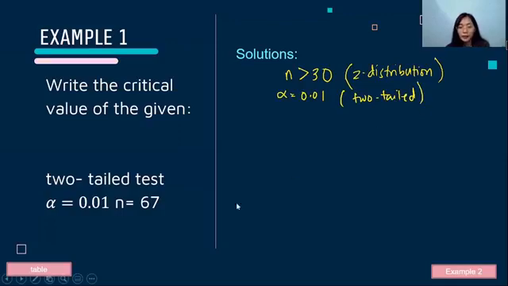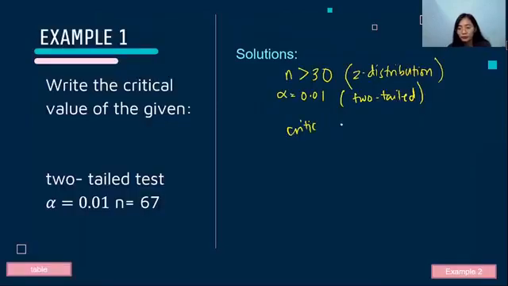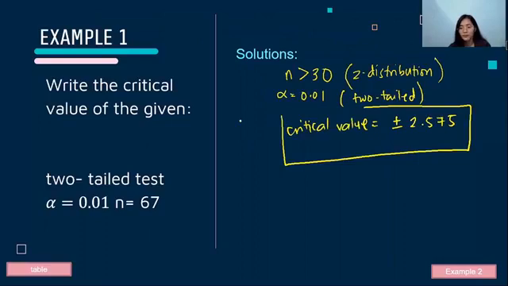Right, so going back to our table earlier, let's see what the critical value of this is. With an alpha equal to 0.01, here's the 0.01, and then we have a two-tailed test. So we can say that the value is positive negative 2.575. Okay, so that's all for example number 1.